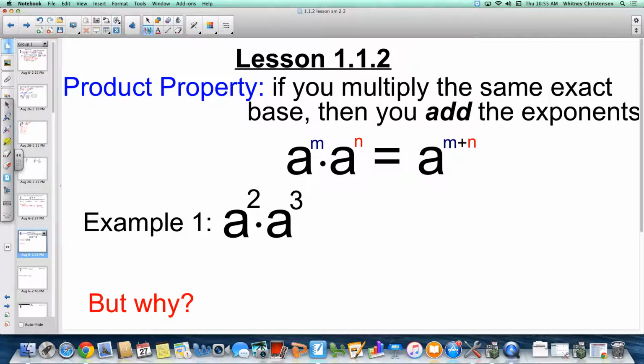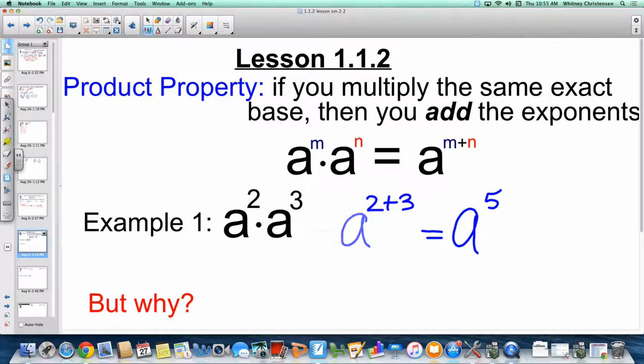a squared times a to the third. The first thing you need to check: do I have the same base? Yes. And I'm multiplying the same base, so I do what? Add the exponents. So this is going to be equal to a to the fifth. 2 plus 3. I'm just going to show my work on this one. So that's equal to a to the 5th.